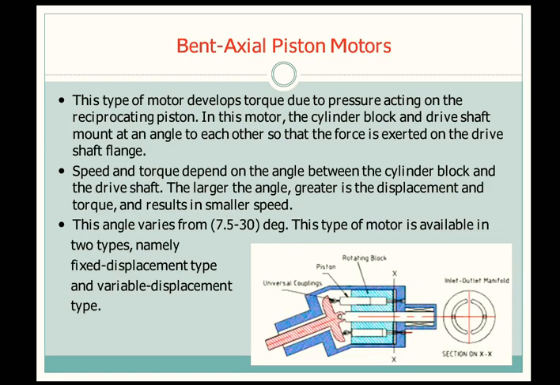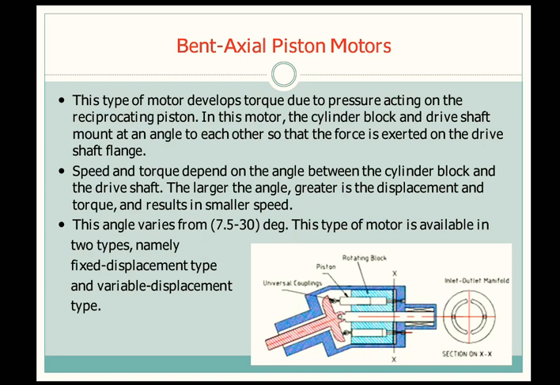So the next type of piston motor is the bent axis piston motor. In the figure you can see that the axis of the piston is bent. It is not linear to the cylinder or rotating axis. This type of motor develops torque due to the pressure acting on the reciprocating piston. In this motor, the cylinder block and drive shaft mount at an angle to each other so that the force is exerted on the drive shaft flange.